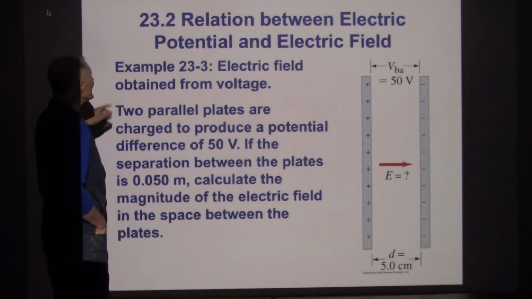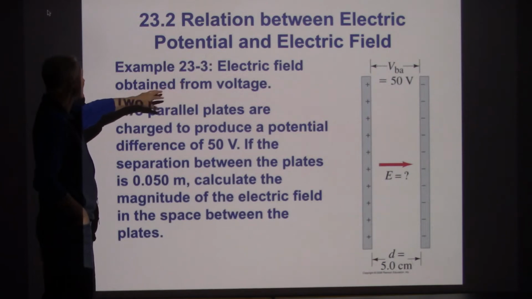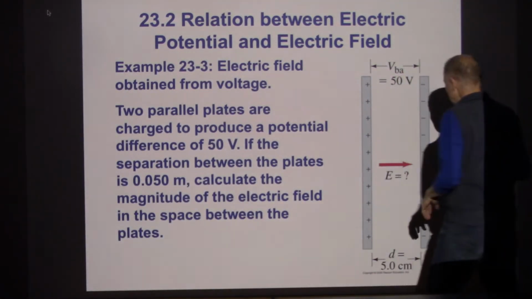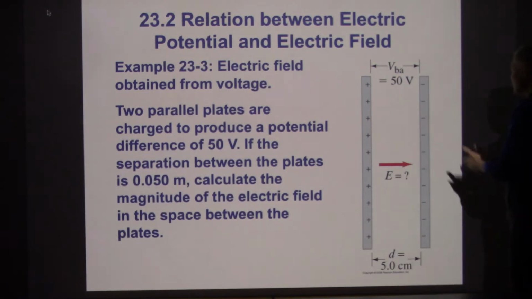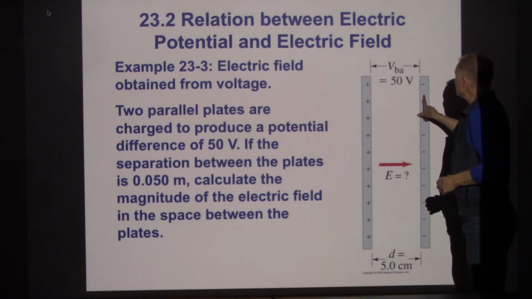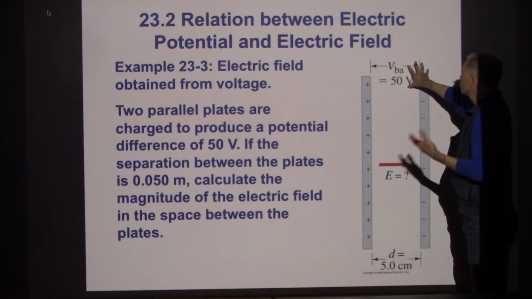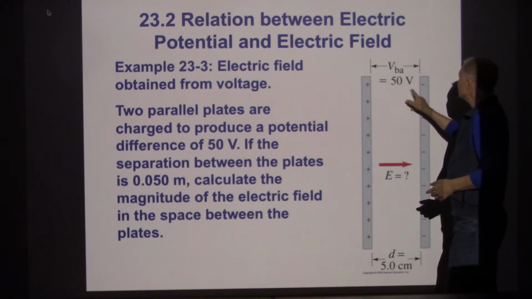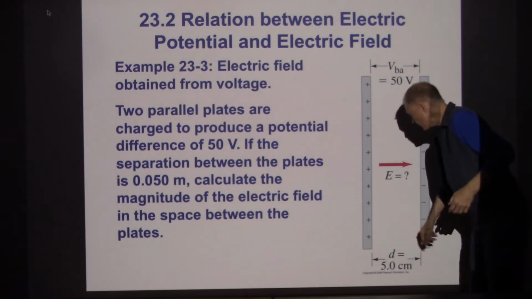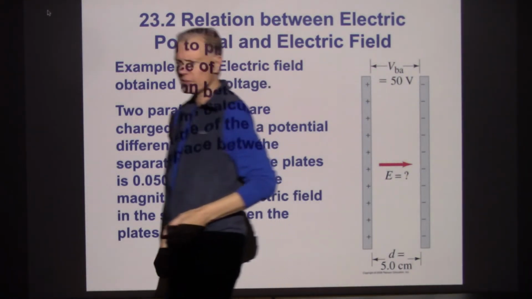So let's figure out what the electric field is in this example by the voltage. Now, instead of saying what the charge is on the plates, for example, what we're going to do is start out with voltages. So I've got some plates. We're hooking it up to a voltage source where there will be a difference of 50 volts between the plates, and the separation between the plates is 5 centimeters.